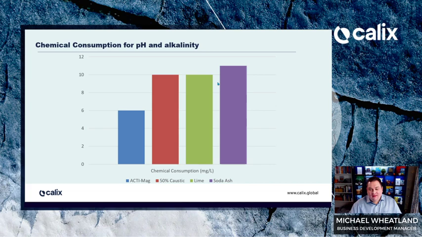It's very cost competitive with things like lime and soda ash. There's lots of different solutions out there for pH control, but in terms of cost control, your procurement department will be very happy with you if you can reduce these other things that are used for pH control within the treatment plant, by either using the ACTI-Mag at the treatment plant, or putting it upstream in the sewer network, where it lasts all the way through the network until it gets to the treatment plant, so you can reduce your chemical consumption there.